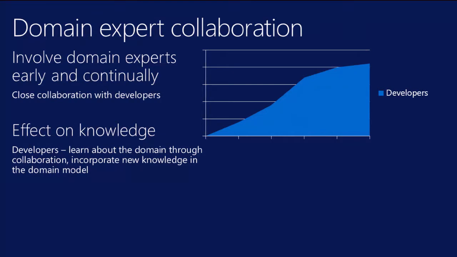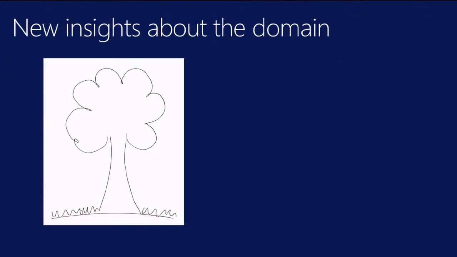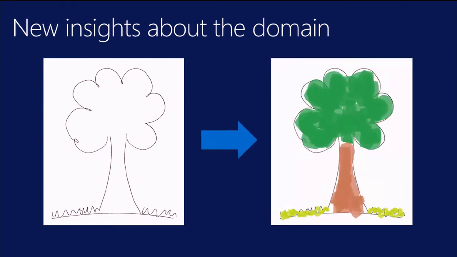But it's also the case that the domain experts, who of course start out much higher in the level of knowledge, will also have an increase in knowledge level. Because as they talk to the developers, through questions and interaction, they will refresh their domain knowledge and learn new things. And we also get new insights, things about the domain that we didn't really realize before. And when we get new insights, we can adjust our model to better reflect reality, right?